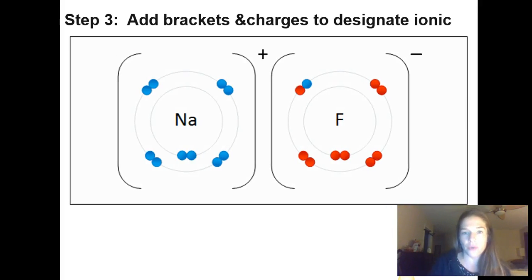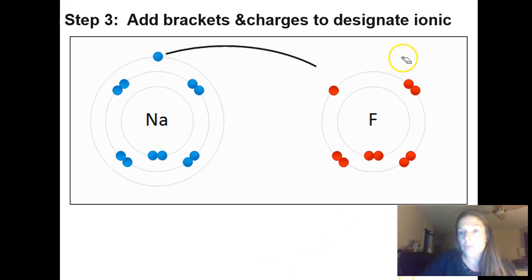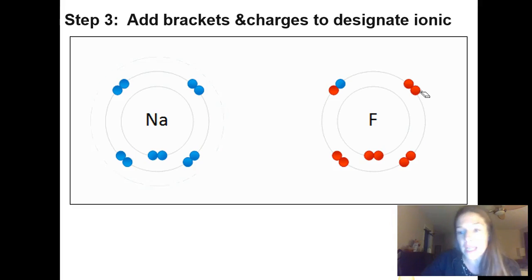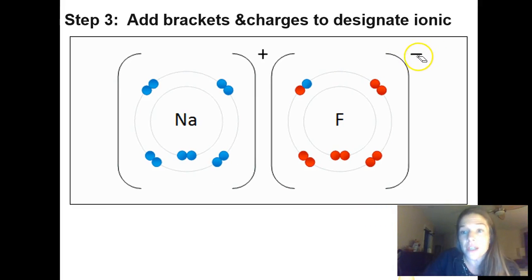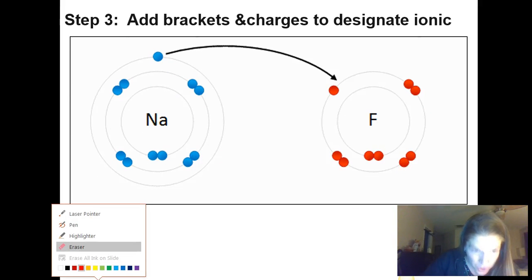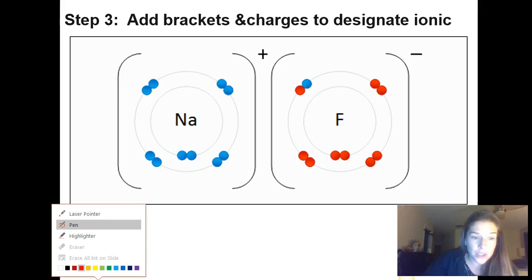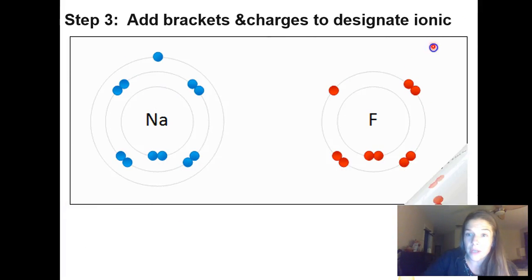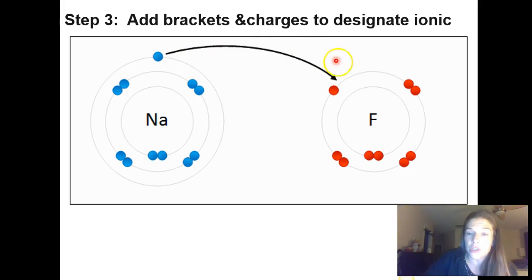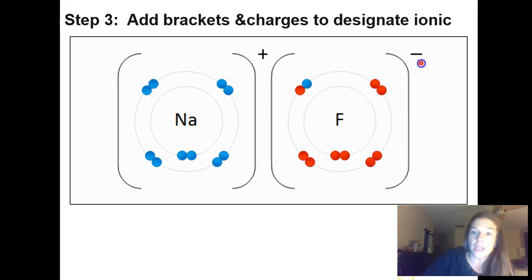All right, so then we need to add brackets and charges to designate that it's an ionic bond. Okay, so in order to designate it's an ionic bond, you're going to add these brackets and charges. Now, fluorine gained 1 electron. If you gain an electron, you're gaining a negative charge. It is going to give that atom an overall negative charge. So you need to make sure that you designate that negative charge right here. So right here, you can see after fluorine has taken on sodium's 1 electron, it's going to take an overall negative charge.